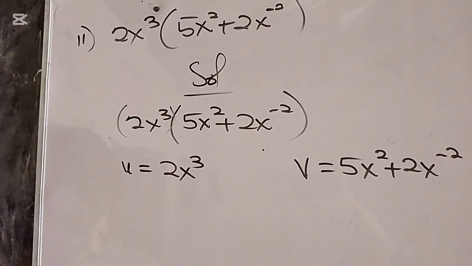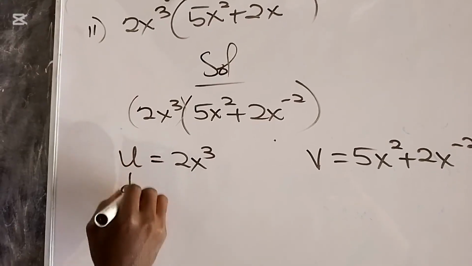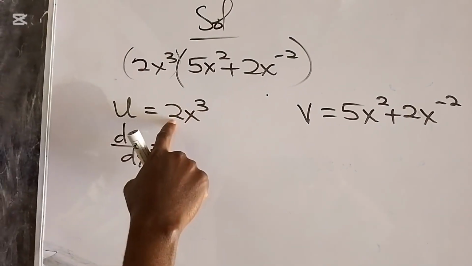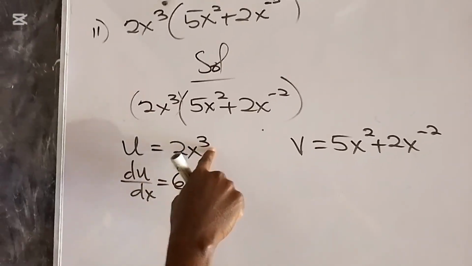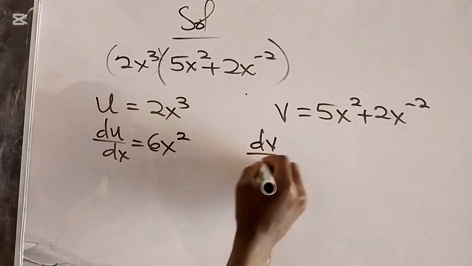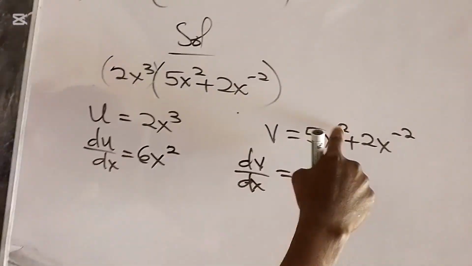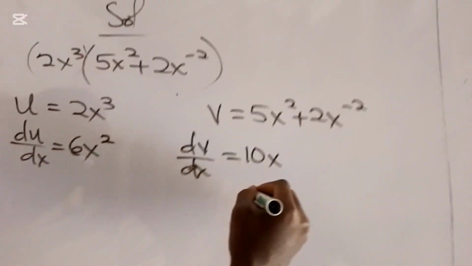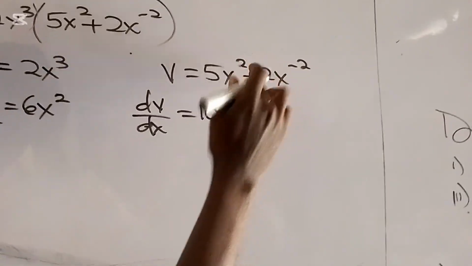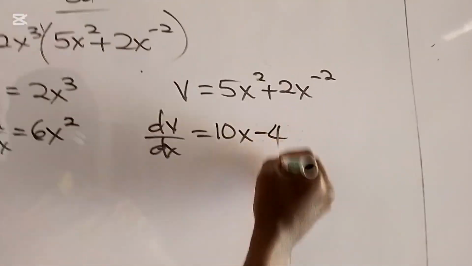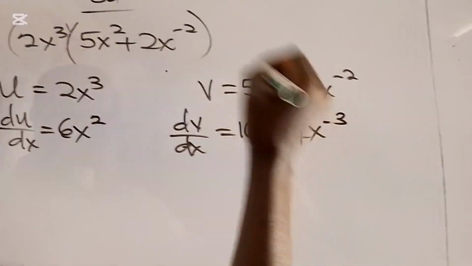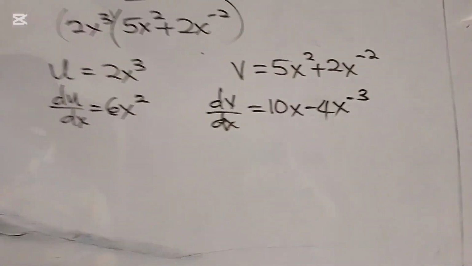So now let's differentiate. So du over dx gives us what? When we differentiate, you use the 3 to multiply the 2, we have 6x. Then you subtract 1 from the 3, then you have 2. Then we have dv over dx. Use the 2 to multiply the 5, you have 10x. Subtract 1 from the 2, you have 1, so we don't write it. Now, use the negative 2 to multiply the 2. You have negative 4x. Subtract 1 from the negative 2, you have negative 3. Now our duty is to do the substitution.